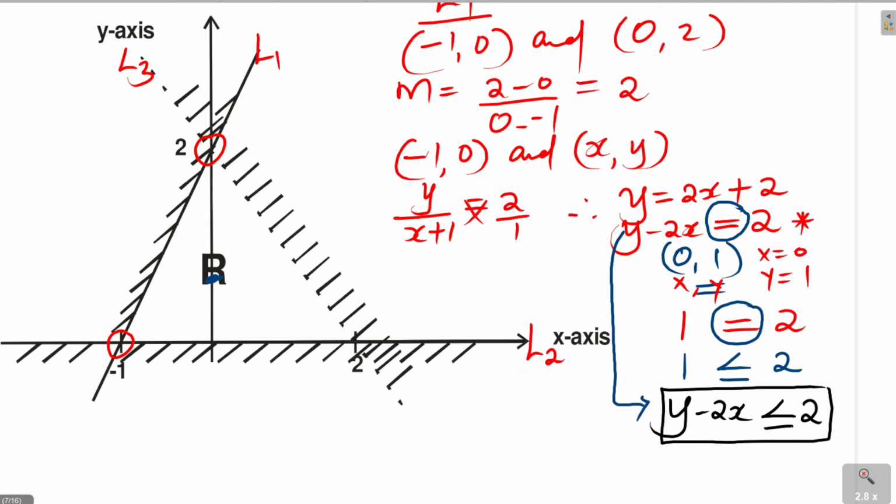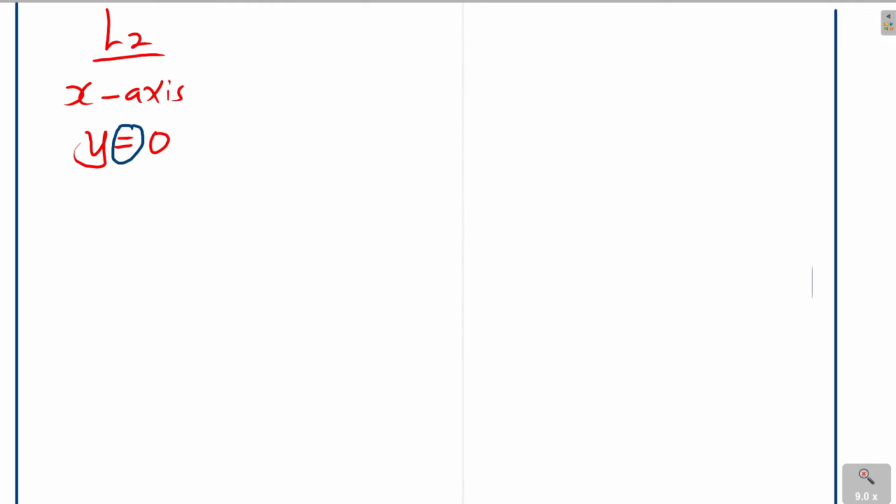Now to do that, we shall use the same point on the required region, 0, 1. Then you substitute: when x is 0, y is 1. So just substitute, y is 1 equals 0. So that line is continuous again. So which sign do you put there to satisfy that?